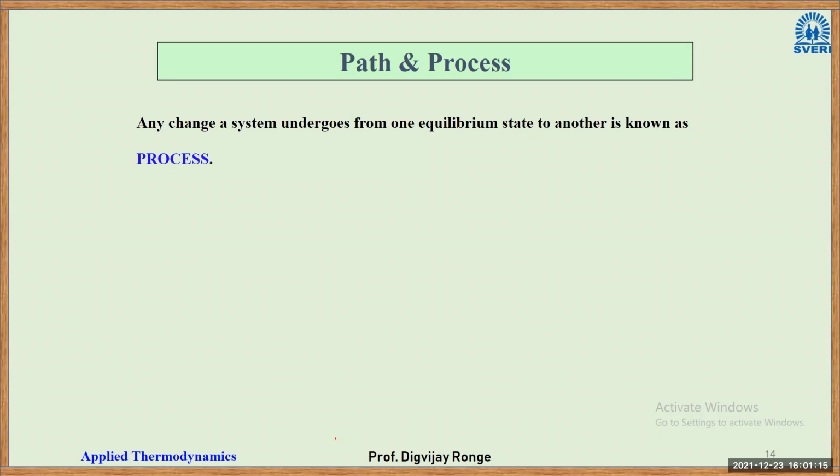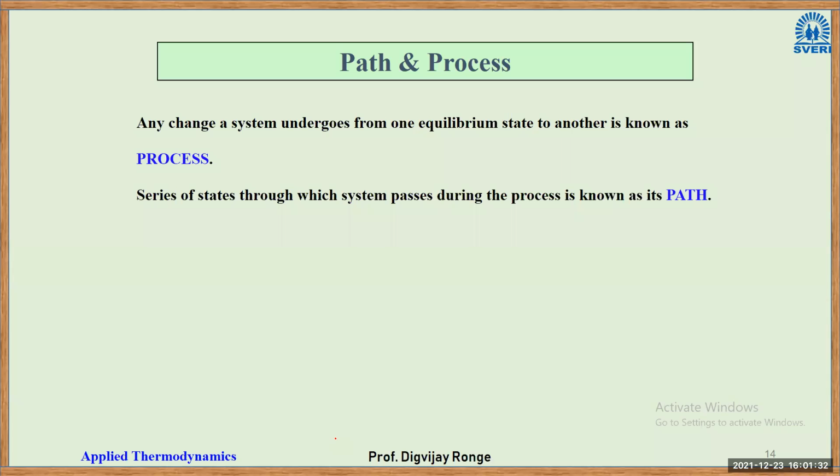We'll see with the example with the help of a figure. Any change a system undergoes from one equilibrium state to another is known as a process, right? So we have state 1, state 2. Any change from state 1 to state 2, that change is called the process. The series of states through which the system passes during the process is known as its path, right?